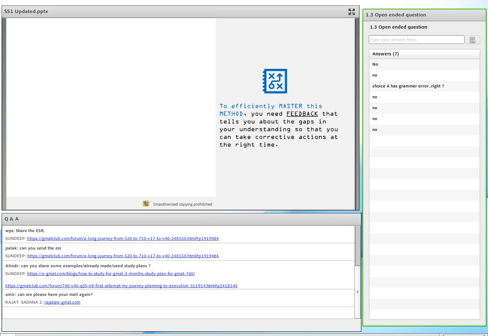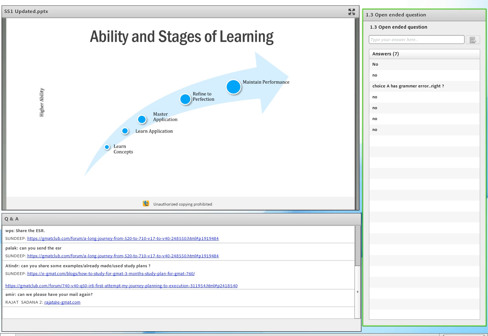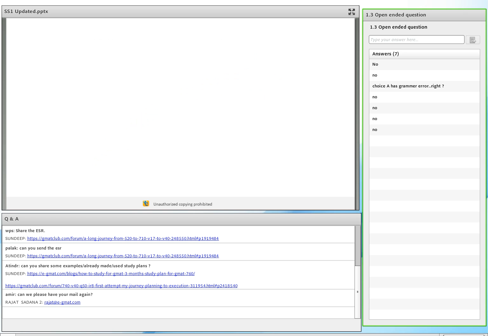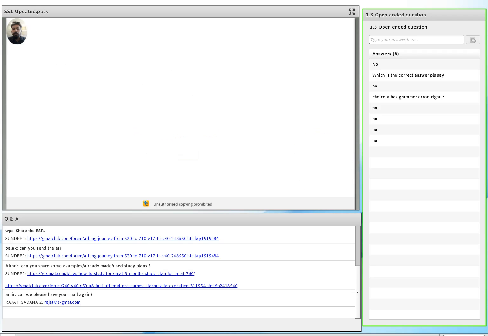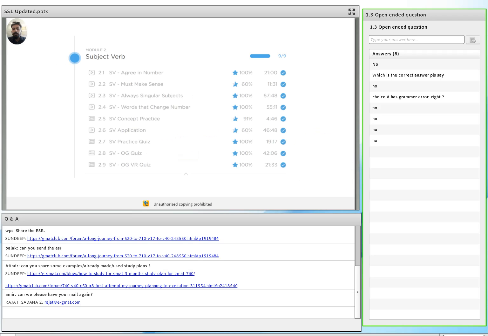Some of you asked, how do you give that feedback over here? So let's talk about the feedback of a student who did well in SC. There's a guy who scored 730. His quant and verbal scores are what you can see over here. Choice E was the correct answer. Now, here is the subject verb module in the e-GMAT course. This is just the subject verb module. And you see 9 entities in this module. Now, what you see with every entity is feedback.